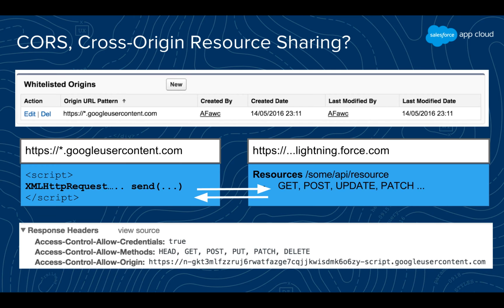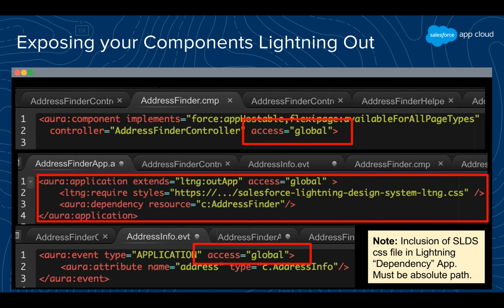So that's CORS. It's quite a deep technical conversation, but I think it's worth calling out because if you miss that, nothing works basically. So the components themselves, as we said earlier, have to be global. To create your dependency app, then you need to extend the Lightning Out app and also use things like Aura dependency and Lightning require. In this case, I'm bringing in my SLDS, and I'm also bringing in my top-level component.